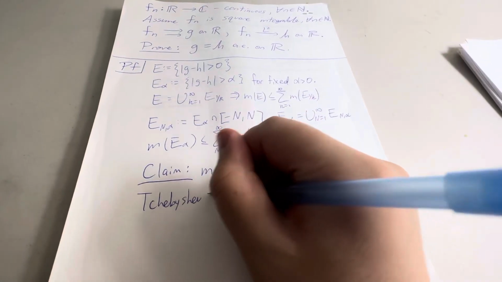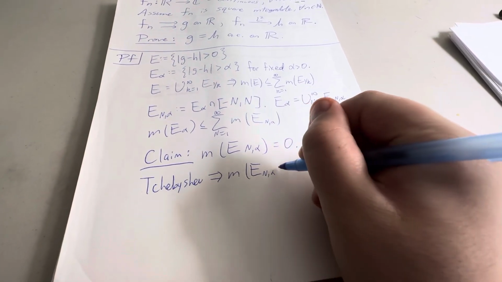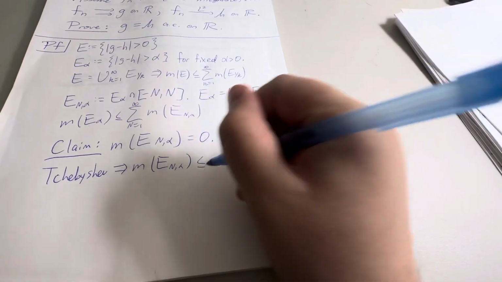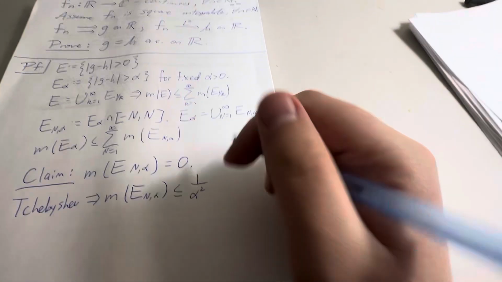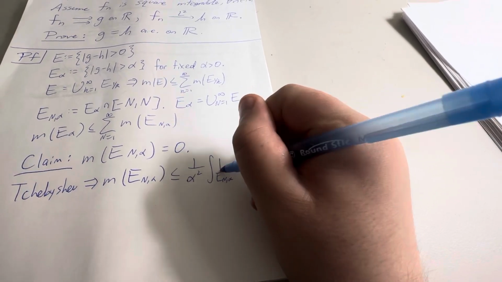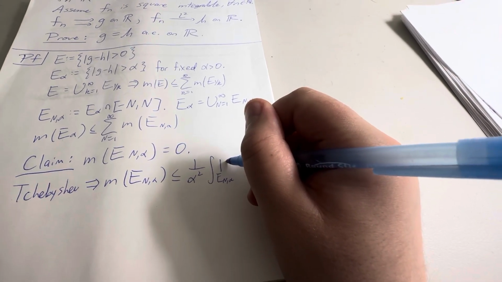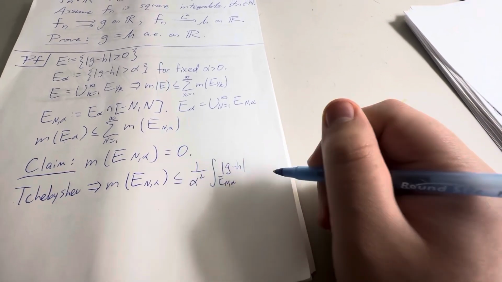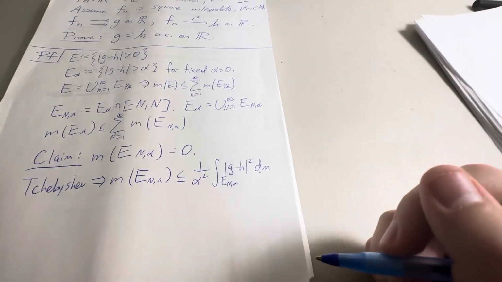Chebyshev says the following: the measure of E alpha is bounded above by 1 divided by alpha squared times the integral over E alpha of what function? G minus H, squared.